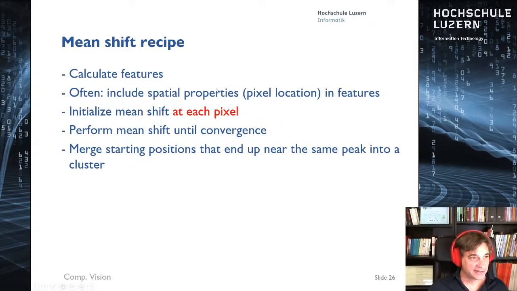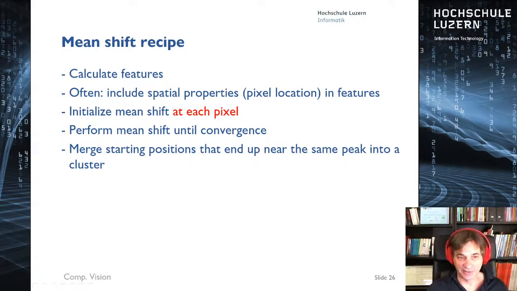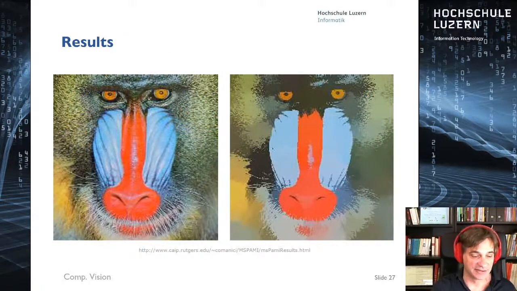So the whole algorithm is: you need to calculate some features, for example the colors. You could also include some spatial properties like pixel location. Then you initialize the mean shift at each of those features resulting from a pixel. You perform the mean shift until it converges, and then you merge all starting positions together that end up at the same peak, and those then form the cluster.